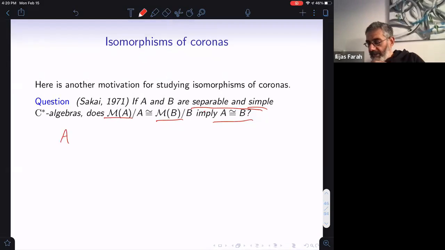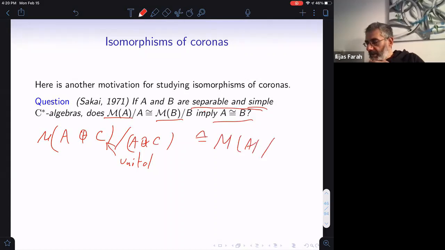For simple, there is a very easy counterexample. If you just take something like A direct sum with C, if you make sure that C is unital, then in the corona of this, basically C disappears. The corona is isomorphic to the corona of A. So if you don't insist on simplicity, you can just cook up very silly examples.